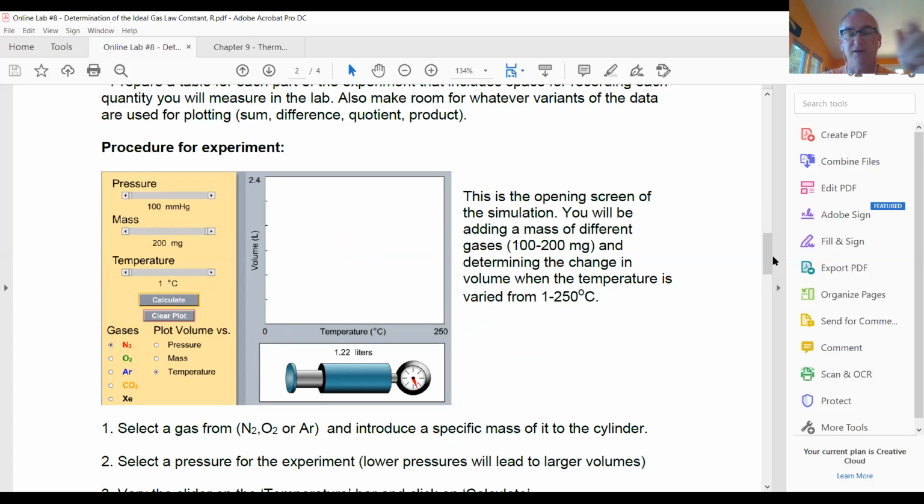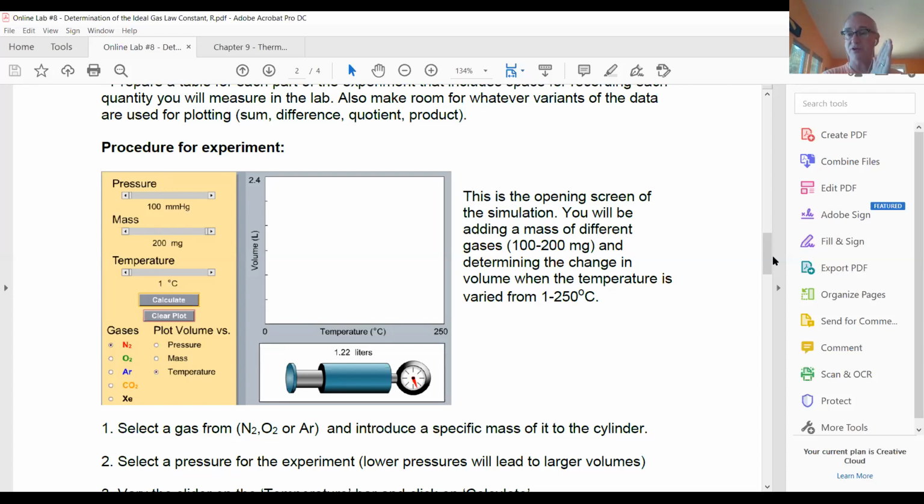You can see there's mass, and you go anywhere from 100 milligrams to 200 milligrams. Notice the mass is in grams. It's not going to be in moles. You're going to have to deal with changing that. And then we're going to select a pressure.